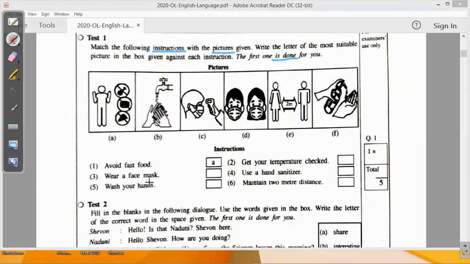All right. Okay, so avoid fast food is the first one, and they have marked it as A. And of course you can see a chicken leg and some sort of fast food. There's a chicken burger or something like that, and they have crossed out the picture saying don't eat fast food. So avoid fast food, right? Avoid means you keep away from something. So learn that word as well.